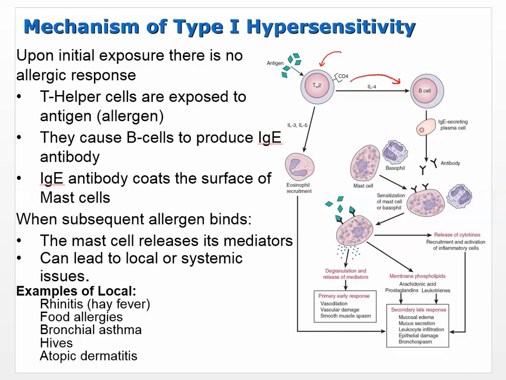So when the T helper cell is initially shown this antigen, whether it be by an antigen presenting cell or it just comes across it, it will then cause B cell activation. Now, in class, somebody asked about IgE versus IgG. As it turns out, the exact mechanism is not known why it tends to be more IgE, but it is. But IgG is also activated.